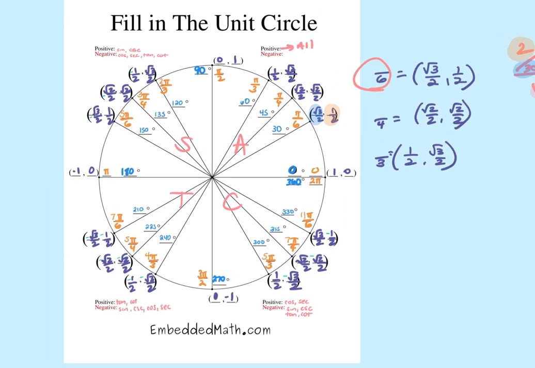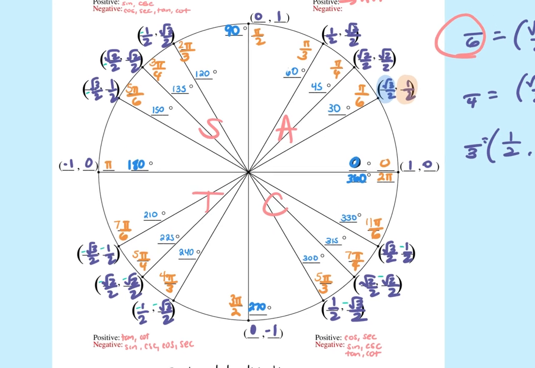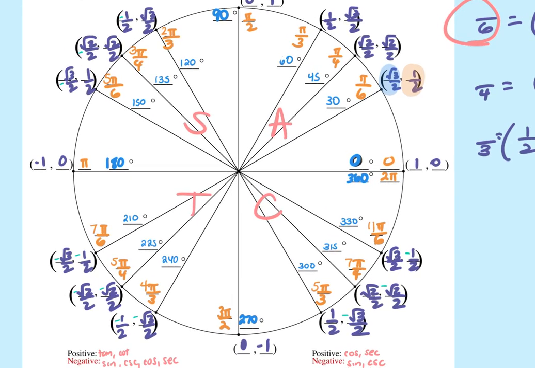So if I had this filled out, and this was literally in front of me, and I asked you to tell me what the sine of 4 pi over 3 is, I would go to 4 pi over 3, the sine is the y, and my answer would be negative root 3 over 2. It's that fast. If I asked the cosine at 7 pi over 4, I'd go to 7 pi over 4. The cosine is the x, and my answer would be root 2 over 2.